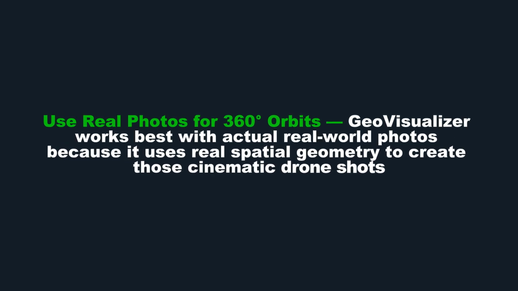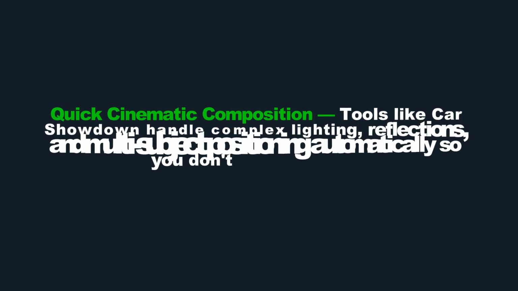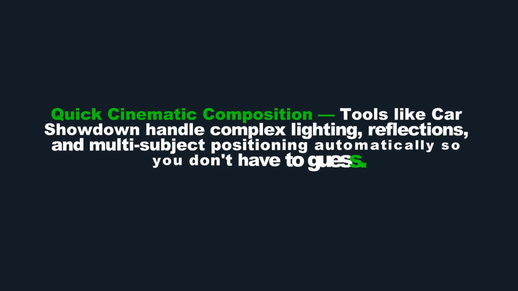Number 4. Use real photos for 360-degree orbits. GeoVisualizer works best with actual real-world photos because it uses real spatial geometry to create those cinematic drone shots. Number 5. Quick cinematic composition. Tools like Car Showdown handle complex lighting, reflections, and multi-subject positioning automatically, so you do not have to guess.